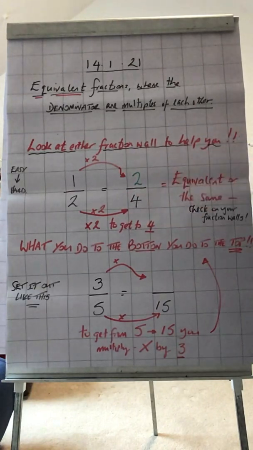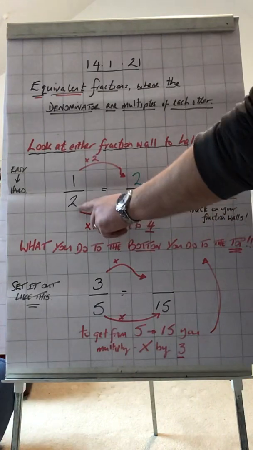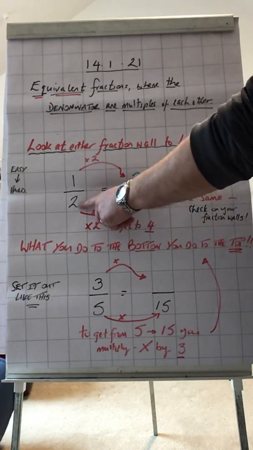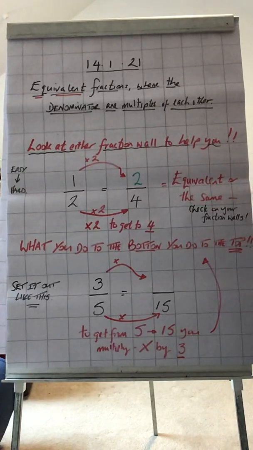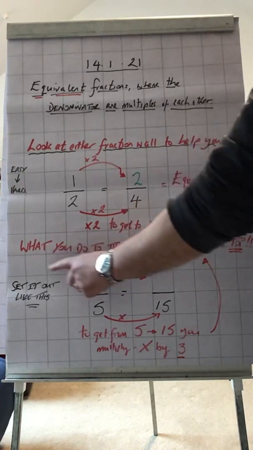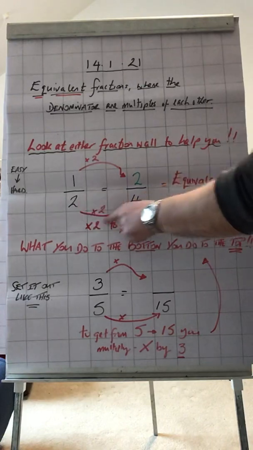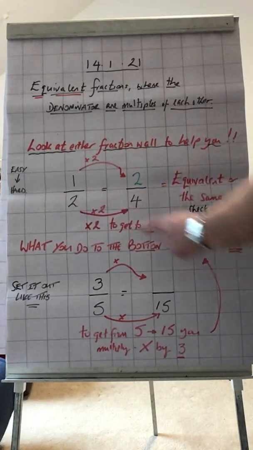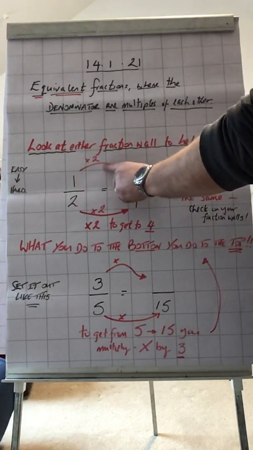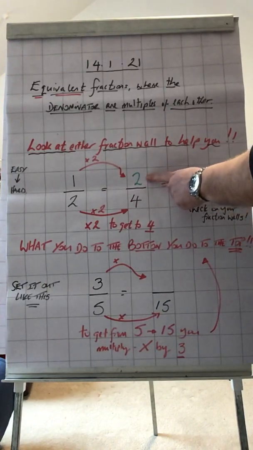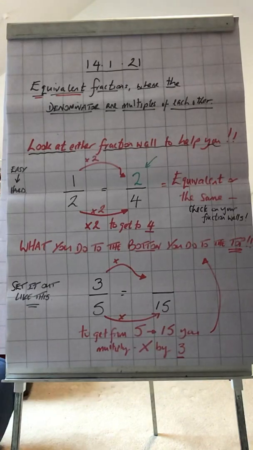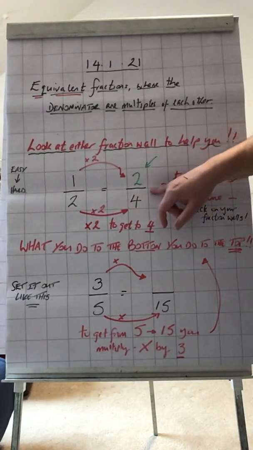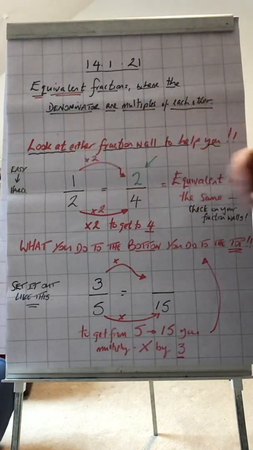Okay, so how do we get that? We look at these two numbers, we say the number 2, how do I get from the number 2 to the number 4? I need to multiply by 2. That tells you what to do. And then you follow the rule. What you do to the bottom, multiply by 2, you do to the top. So the numerator at the top is multiplied by 2, and you get the missing number, or the missing numerator. So the equivalent fraction of 1 half is 2 quarters. Okay, so that's an easy one to start with.